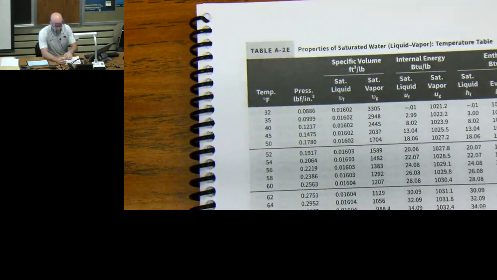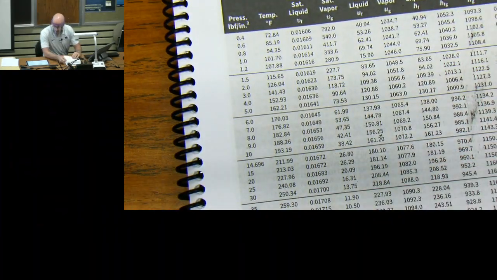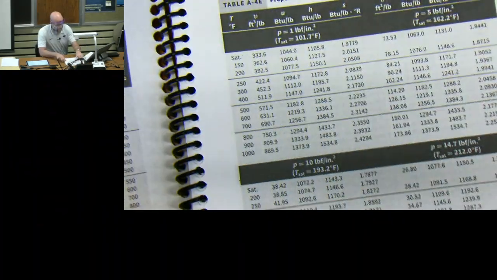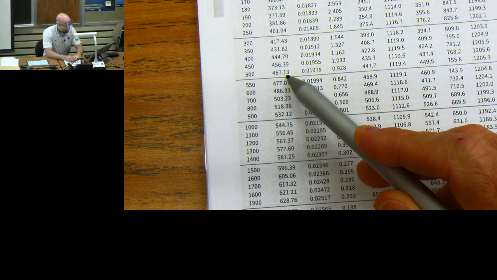And we're going to go look into the PSI table. I'm going to look for 500 PSI and 180 PSI. So at 500 PSI, I know that I saturate at 467.13 degrees Fahrenheit. I'm at 600. That means I am a gas, a vapor.